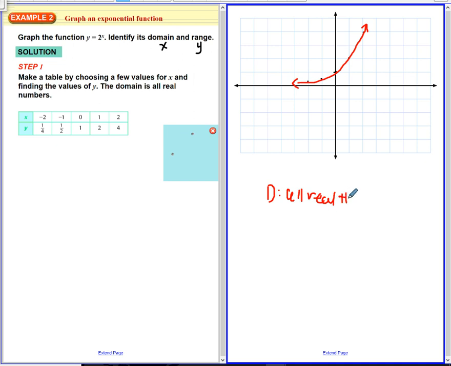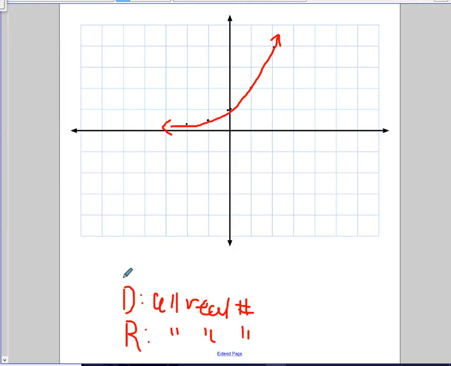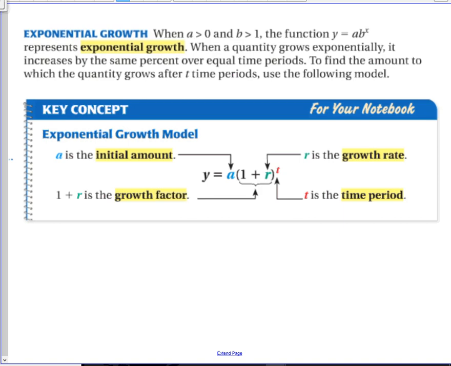And I am also noticing that my y value, if you go up here, it's going to keep going up and up and up forever. Okay, so my range is also going to be all real numbers. All right, so that's how you would graph an exponential function. So let's just put my thing back to single page, and we are going to move on.